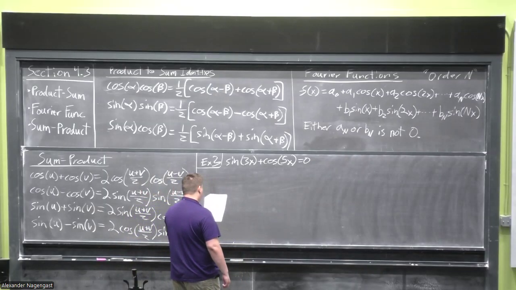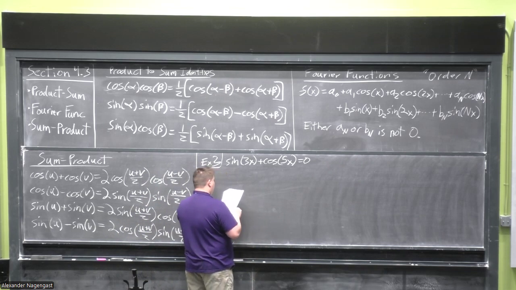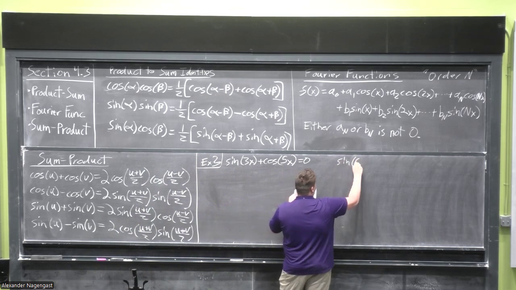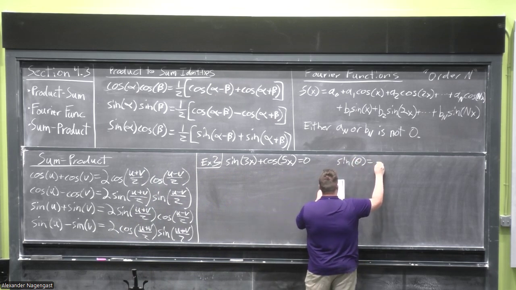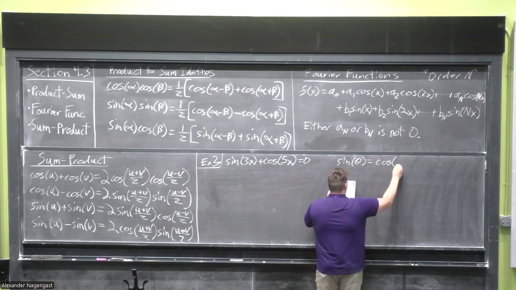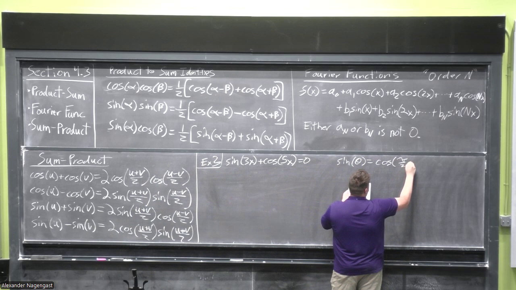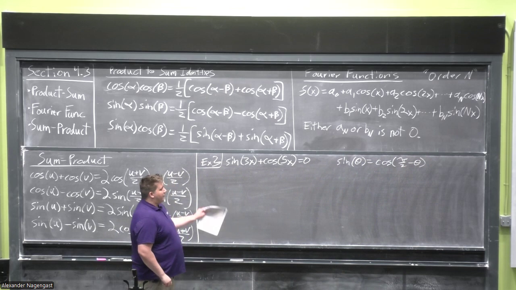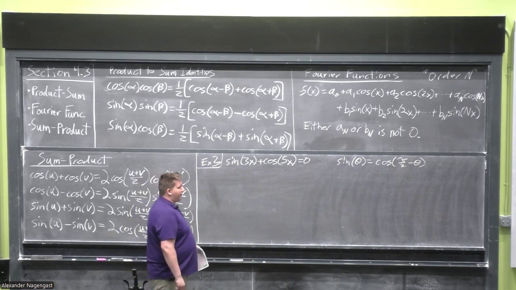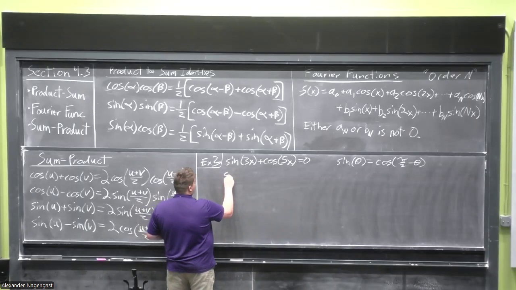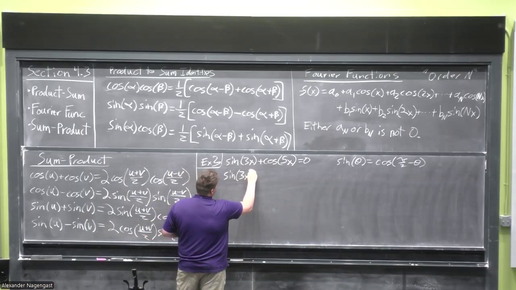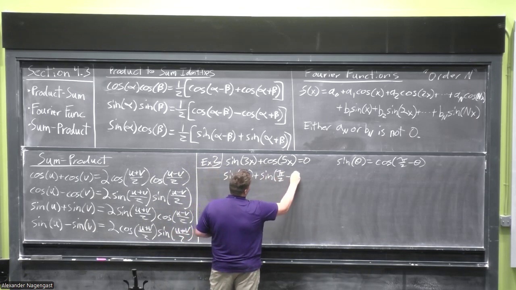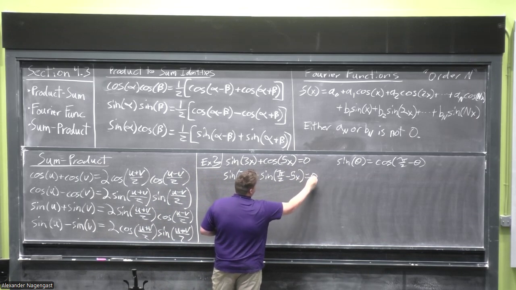So remember that we have the identity that sine of any theta is equal to cosine of pi over 2 minus theta. We can apply that here, substituting 5x in for theta, and we get sine of 3x plus sine of pi over 2 minus 5x is equal to 0.